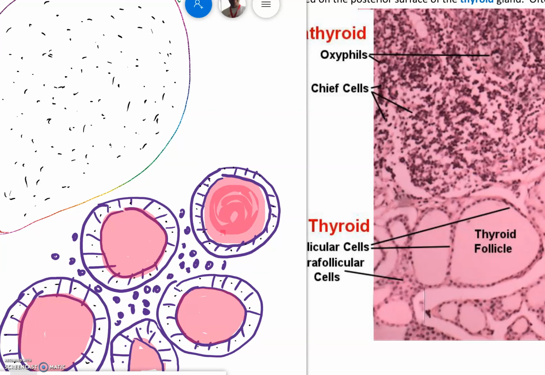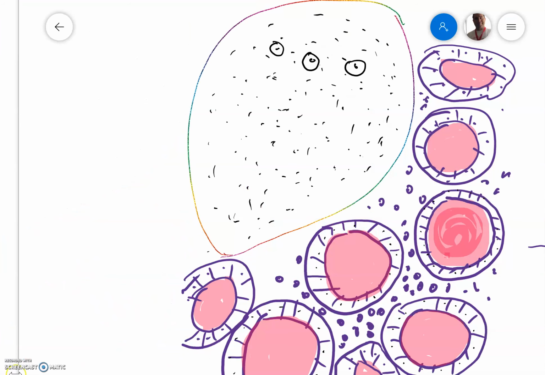Now, every once in a while, I'll get this oxyphil. The oxyphil is this larger cell, and they have no idea what it's doing. It could be a resting cell, it could be a burnt out cell. So it's sort of like the chromophobes. They're not sure, but it's always very visible. So let's put a couple oxyphils in there. Like that.